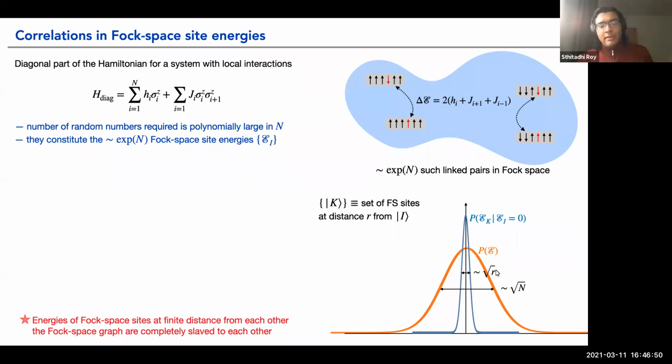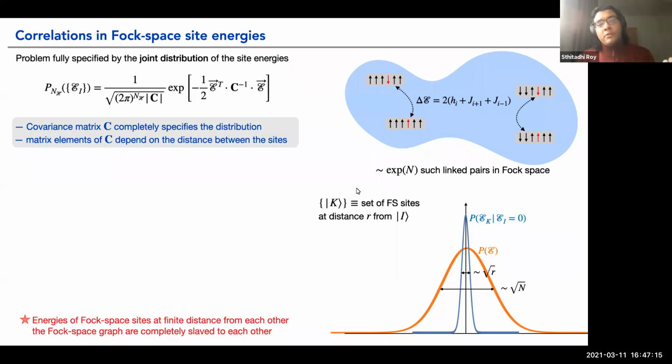So what this is hinting towards is that the energies of the Fock-space sites at a finite distance from each other are sort of completely slaved to each other. So this is basically the point about correlations being present on the Fock-space site energies. But in fact, we can say quite a bit more about the exact form of these correlations. You can show that these Fock-space site energies are described by a multivariate Gaussian.